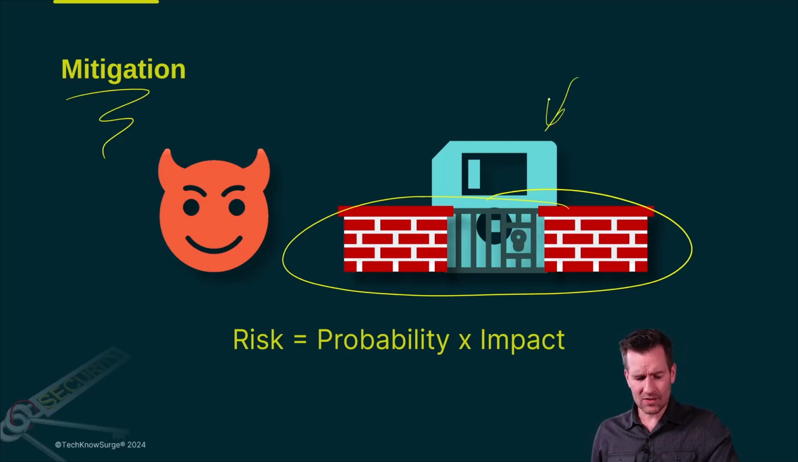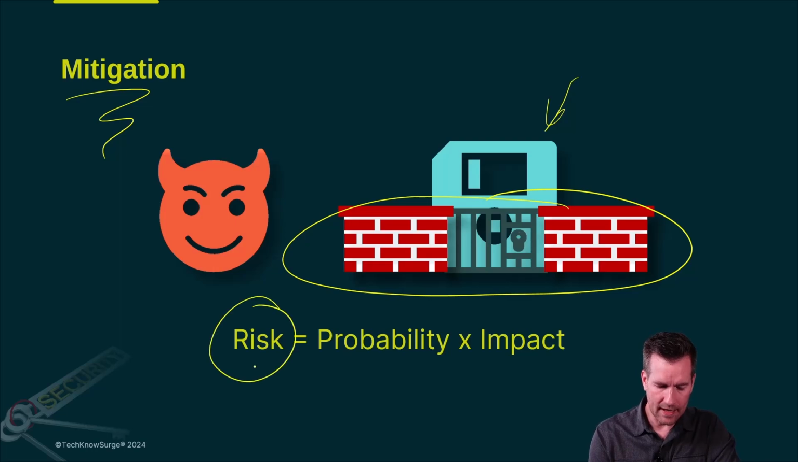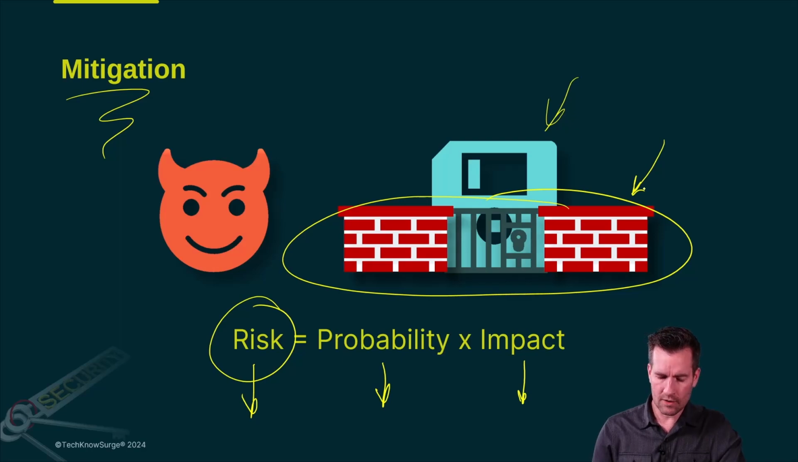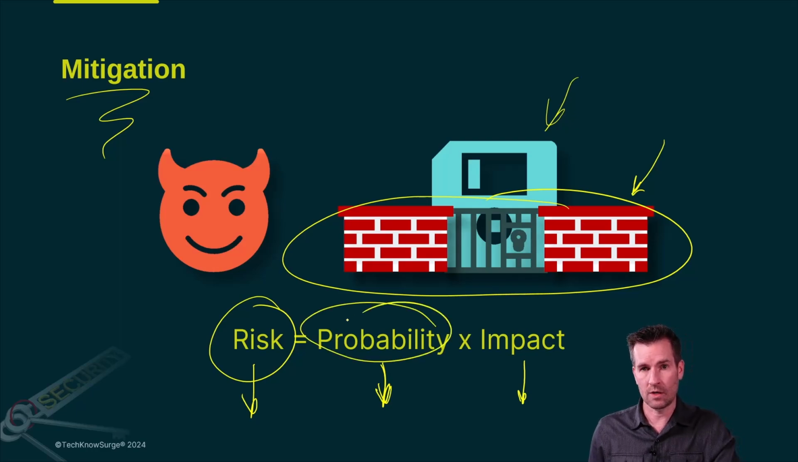So what essentially this does, if we're mitigating, we're lessening the risk. And the way we lessen the risk is either lessen the probability that this is going to happen or lessen the impact if it does happen. So in this case, stealing, what we've done is we put a wall in place, reducing the probability that this will happen. So therefore reducing the risk.